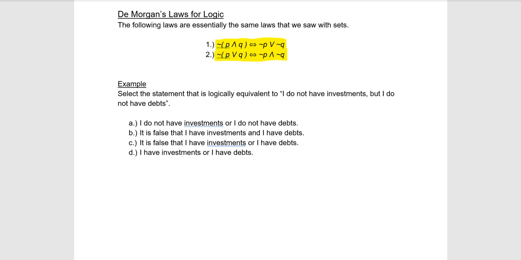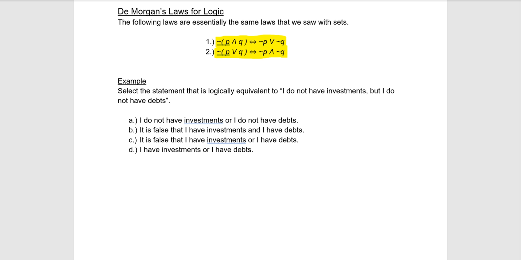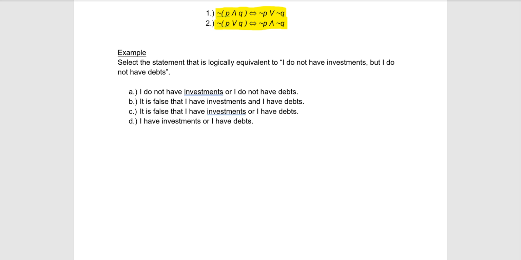And an individual statement is going to be equivalent to an individual set. Okay, so those statements are equivalent, so let's use that shortcut, so we don't have to do a truth table now, to come up with the answers for this next question. So select the statement that is logically equivalent to I do not have investments, but I do not have debts. So first, let's just say which statements are going to be our P and Q. So let statement P be I have investments and statement Q be I have debts.